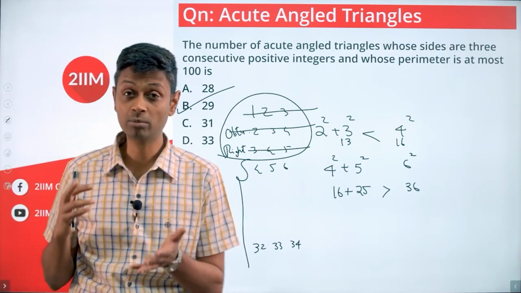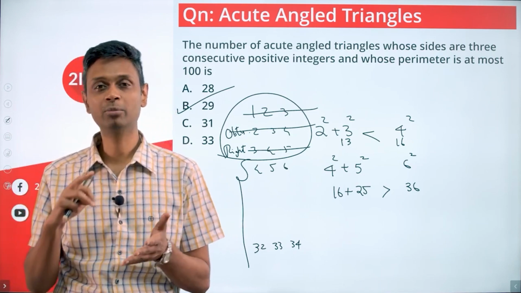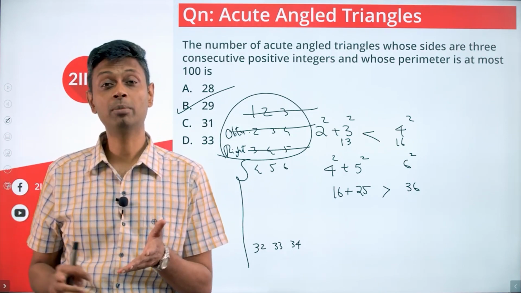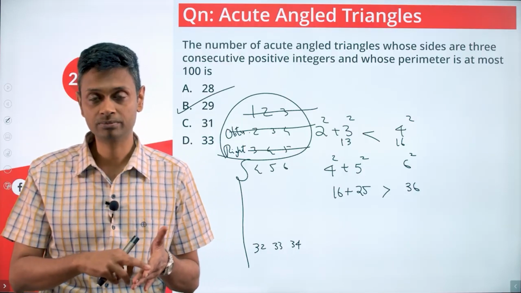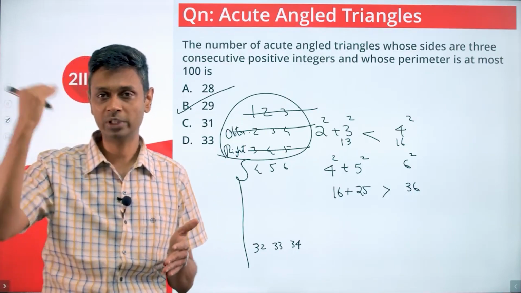Beautiful question. We're thinking about consecutive integers, we're thinking about perimeter, we're thinking about it being a possible triangle, and then we're thinking about it being a possible acute angle triangle. All conditions one by one we tack on here.